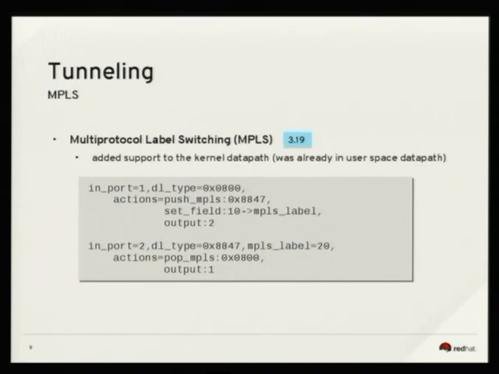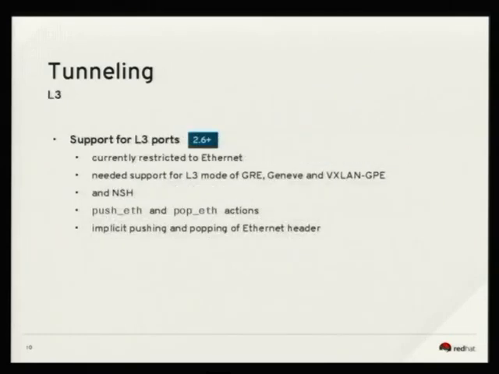So there's a push MPLS action, which pushes the MPLS header on the front of the packet and specifies the ether type. Then you can set fields, set the MPLS label and other stuff, and on ingress match that, pop the MPLS header, and so on. So yeah, again, nothing complex here.